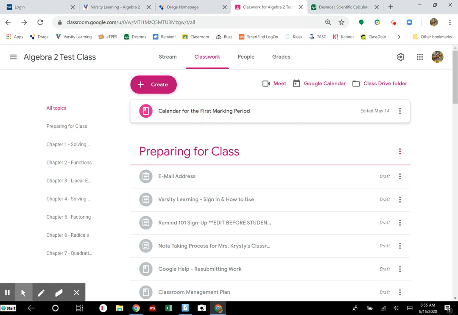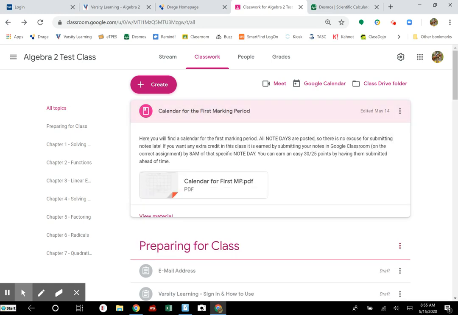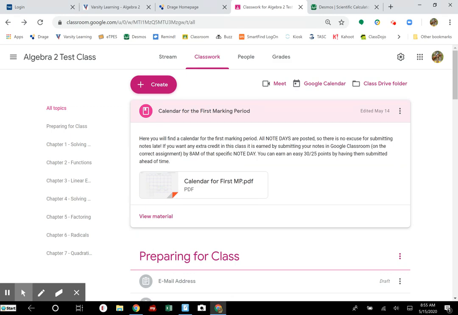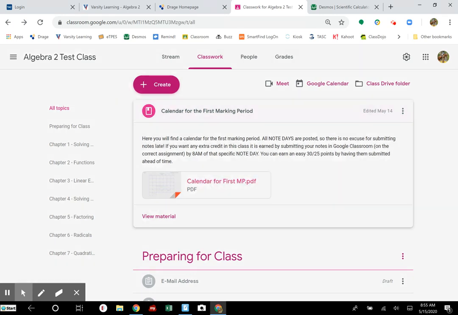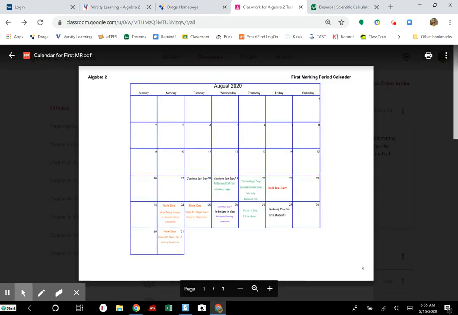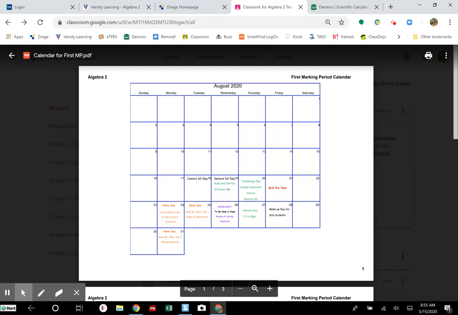So if I click on that, let me just show you what that looks like. Oh, why isn't that opening? Oh, there we go. So I'm going to click on the calendar. It's going to open up a PDF for us. And I've got the whole first marking period in here. So you can see when is a note day. So note day for video 1 is Tuesday the 25th.